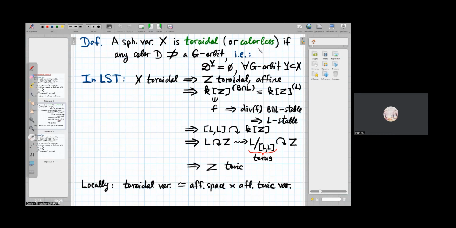And what I can say about toroidal varieties: since toric varieties are well understood, the geometry of toroidal varieties is understood better than in the general spherical case. For instance, we have the following smoothness criterion for a toroidal variety.